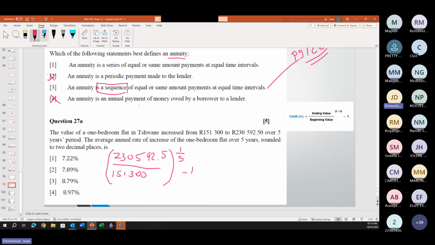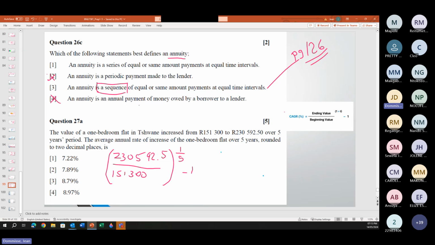The other way is that we've got a present value of 151,300. This again is on my HP. We've got a future value of 230,592.5. We've got how many times per year it is being made: it's once per year for 5 years. And then we can get an interest rate.